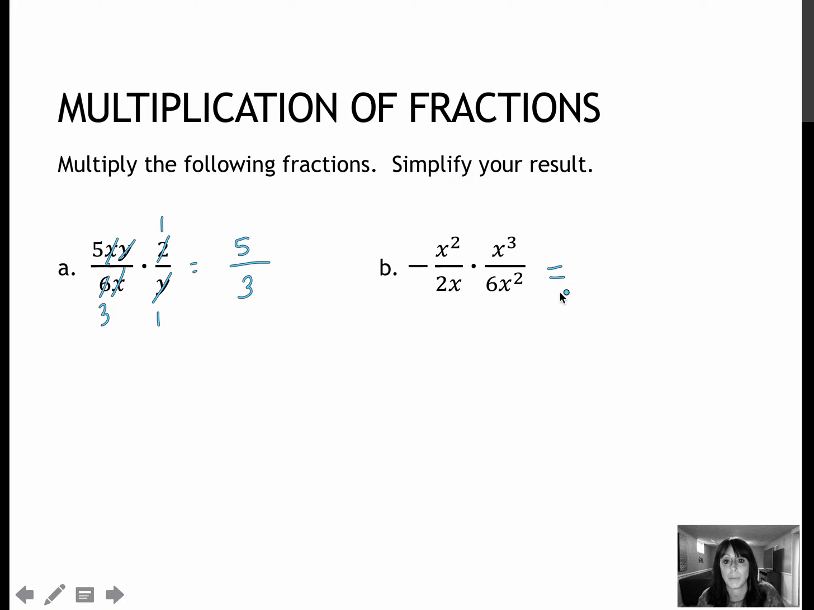For my next example, again, I'm looking for anything I can cancel. So I see that I have 2 x's here and 2 x's here, so I can reduce those. And I see that this has 3 x's, so essentially that's like x times x times x. And one of those x's can cancel on top and on bottom, which leaves me, notice I'm keeping my negative, with 2 x's on the top, or x squared, and on the bottom I have a 2 and I have a 6, which is 12. So negative x squared over 12.